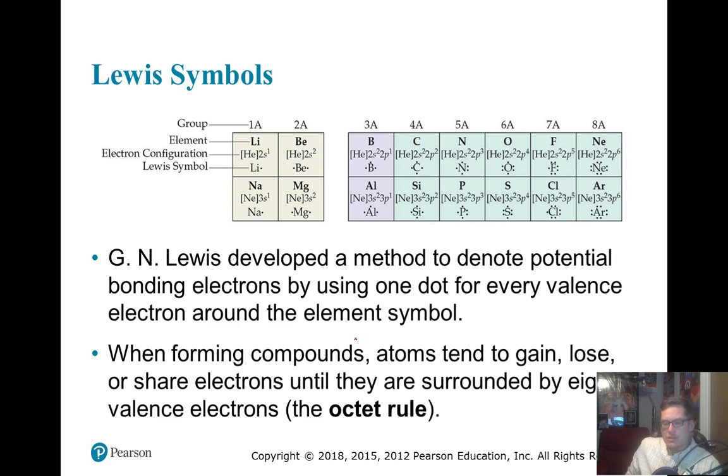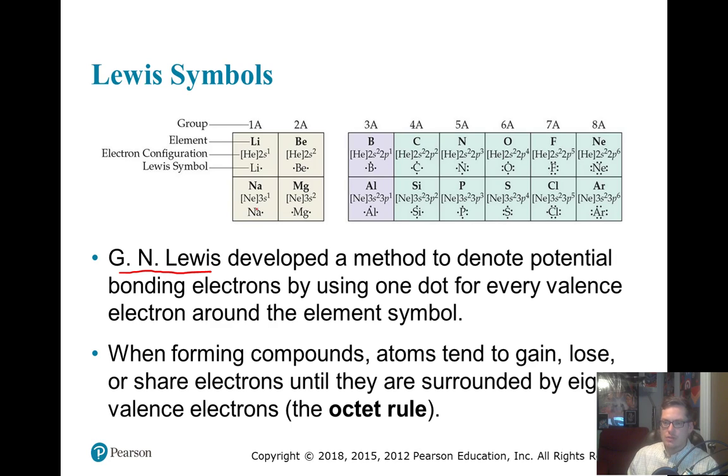But first, we need to talk about Lewis symbols. G.N. Lewis was a brilliant chemist who came up with lots of important ideas in chemistry that high school and early college chemists learn about. He developed a method to help us keep track of the important electrons. You should know by now that chemical reactions occur between valence electrons. If we can keep track of the number of valence electrons, we're better able to predict what's going to happen in our reaction.